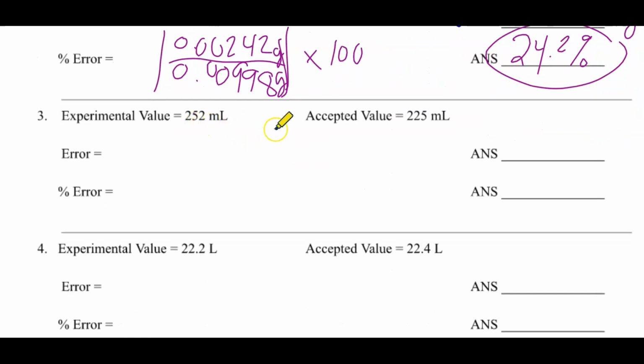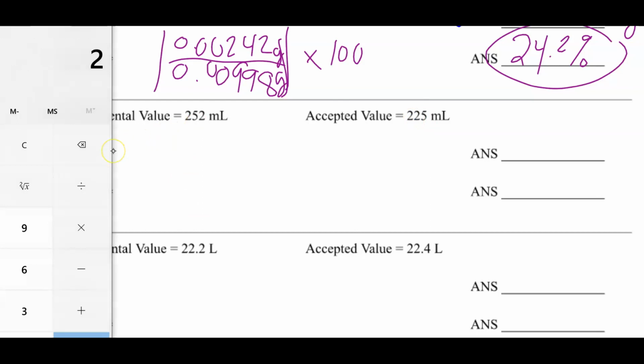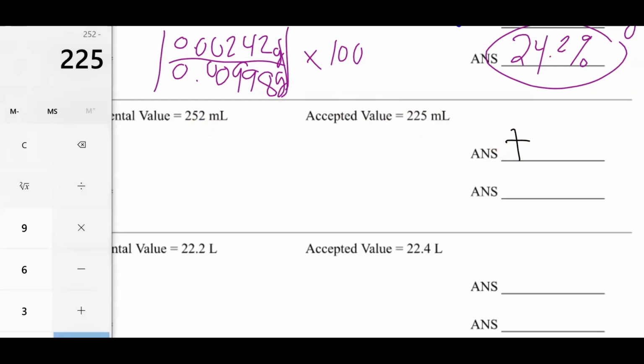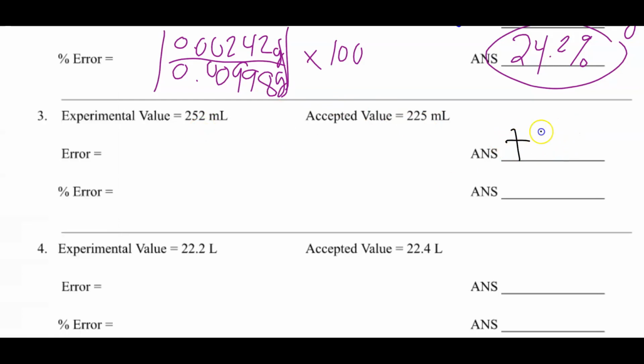Okay, let's see. We've got a couple more left on this page. Experimental value is 252. Accepted is 225. So let's take our 252 minus 225. Now, real quick, were we over or were we under? We were over. This should be a positive error. We were too high. And we get 27. So we were off by 27 milliliters.